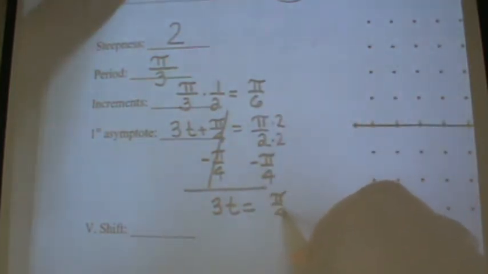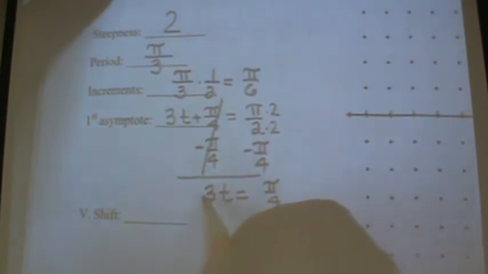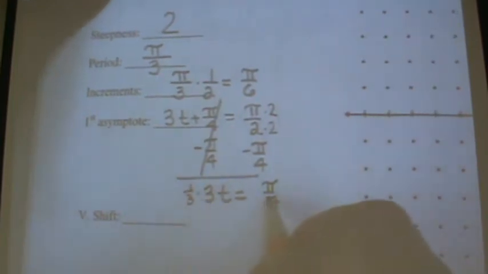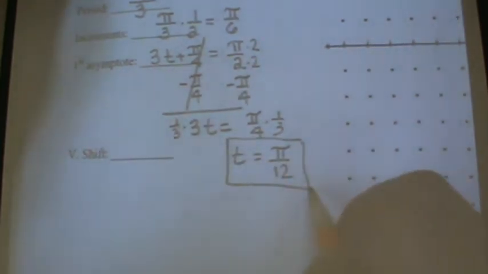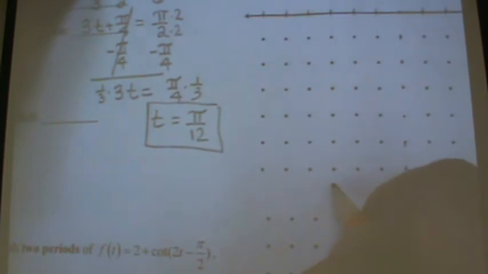Pi over 4. Now, how do I get rid of this 3? I'm going to multiply by 1/3. What did you think it was, Courtney? Pi over 12. Did you say that? Yeah. Yep, good job. So this is your first asymptote. You're going to start here. So this is what I do. Just write pi over 12 right here. That's your start. And draw your asymptote like this. That's your start position.